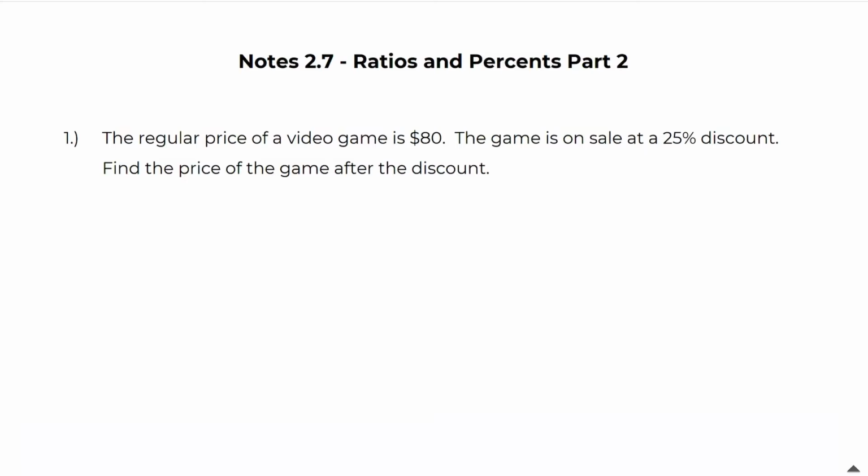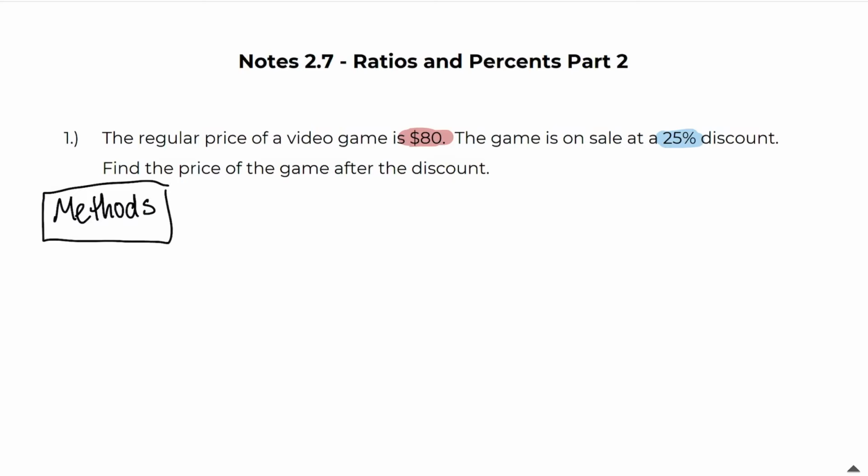So in our first example, we are told that the regular price of a video game is $80 and the game is on sale at a 25% discount. Find the price of the game after the discount. So I'm going to show you 2 different methods to determine this solution.